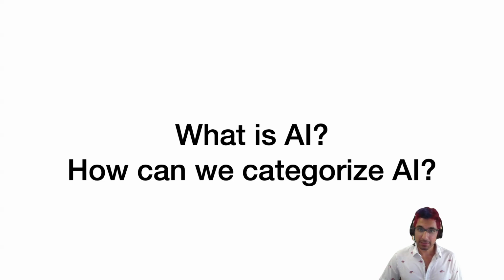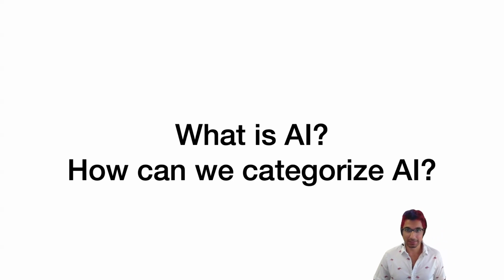Okay, this lecture is about the general concept of artificial intelligence and some of the ways that we might usefully categorize the many different kinds of things that have been said to fall under this general umbrella. So the first question is, what do we even mean by artificial intelligence?